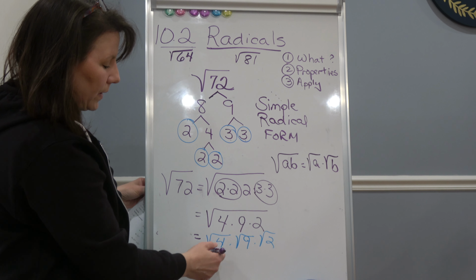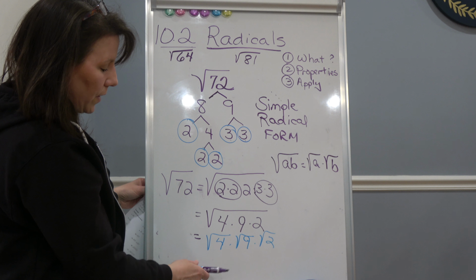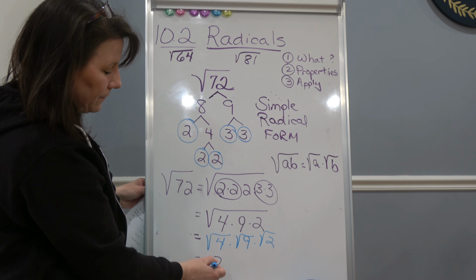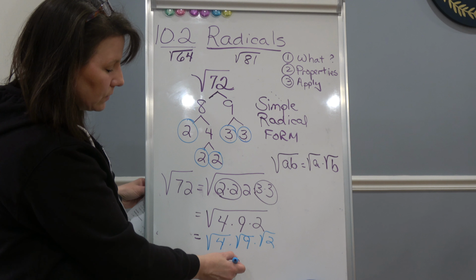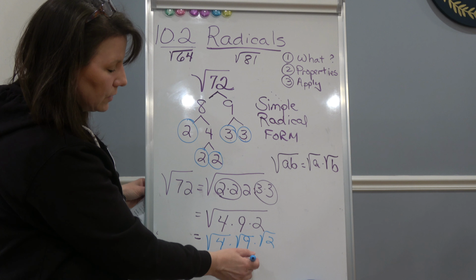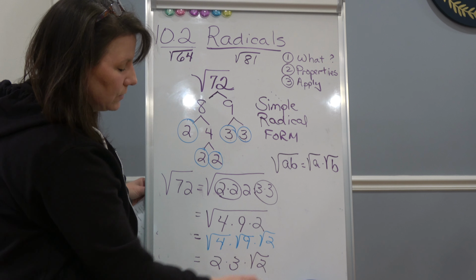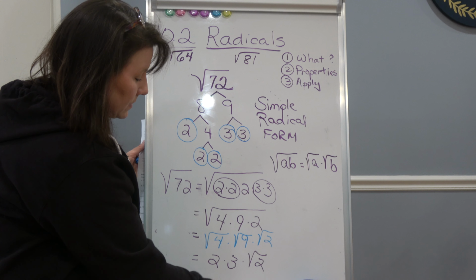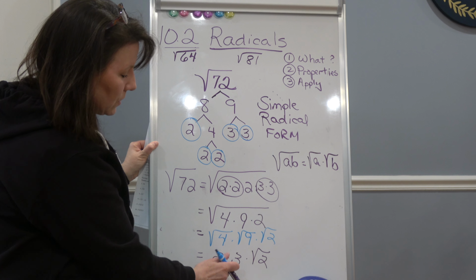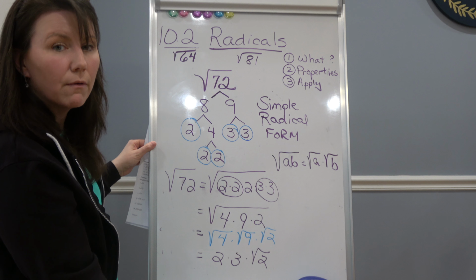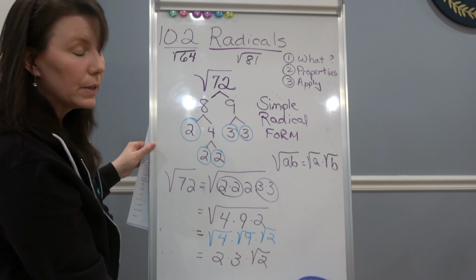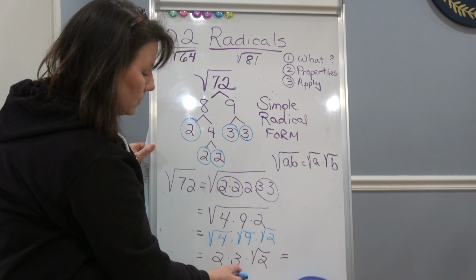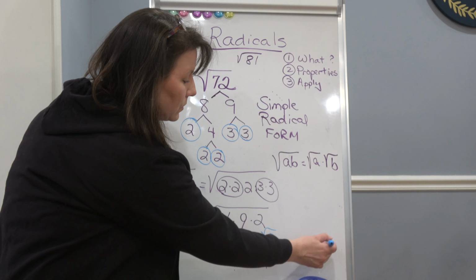And so at this point, we could say that the square root of 4 is equal to 2, and the square root of 9 is equal to 3. And the square root of 2, well, I can't do anything with that. So we have a 2 times a 3 times the square root of 2, which is 2 times 3 is 6, 6 square roots of 2.